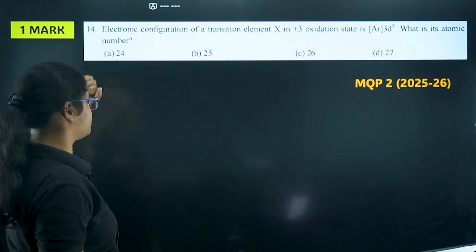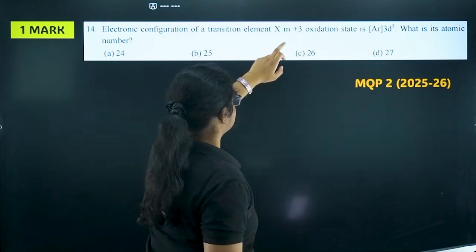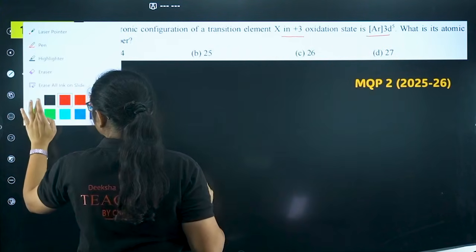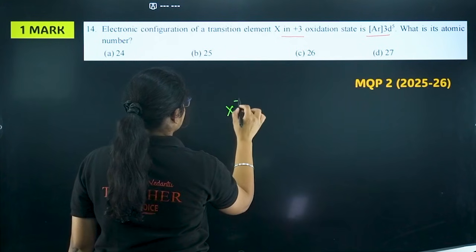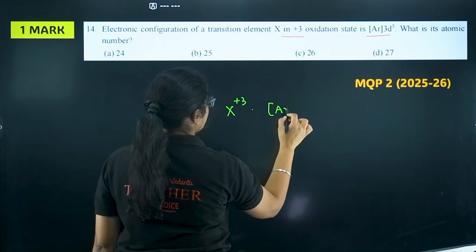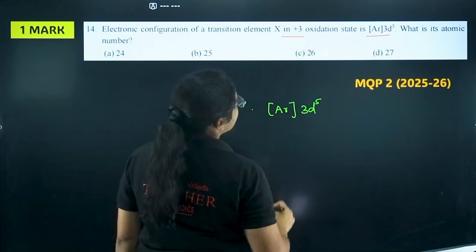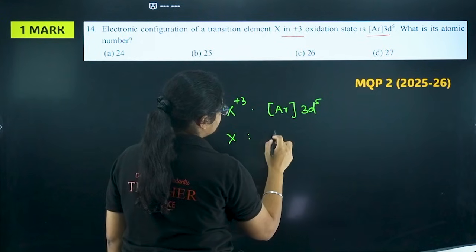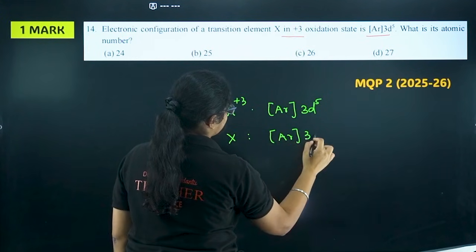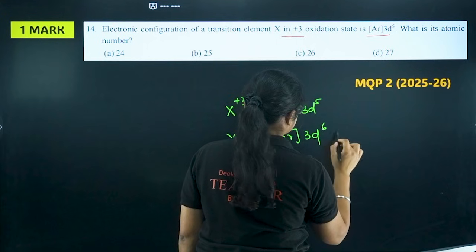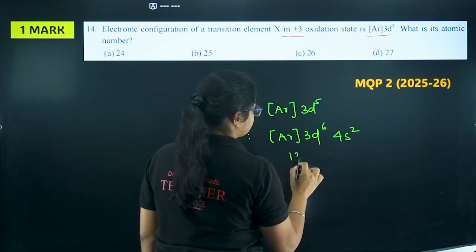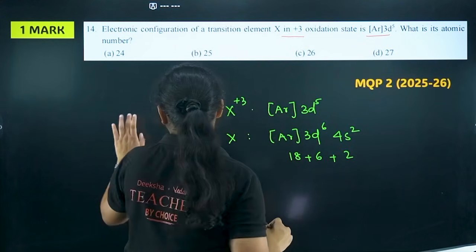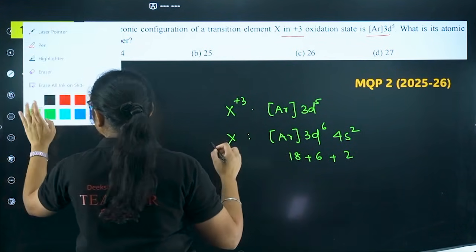Next we'll move to question number 14. Electronic configuration of a transition element X in +3 oxidation state has Ar 3d5. Okay, so let's write down X in +3 oxidation state is having Ar 3d5. Then what is the atomic number? If I just add back, what will be the configuration of X? It will be Ar 3d6 4s2, right? So argon is 18, this is 2 and this is 6. So 18 plus 2, 20 plus 6, 26. That is your iron. Option number C is the correct answer.